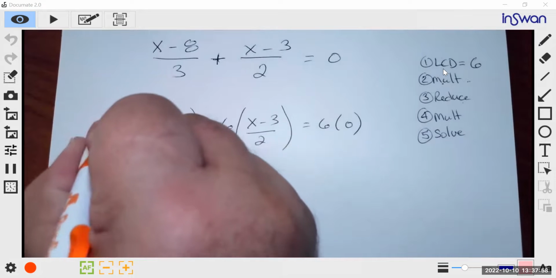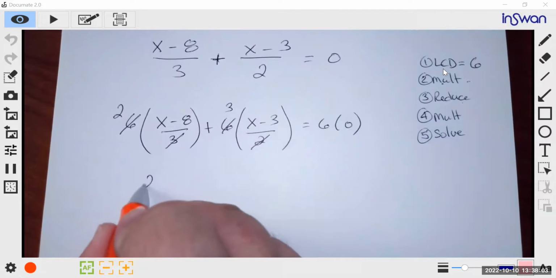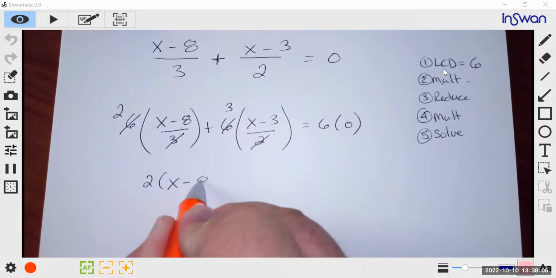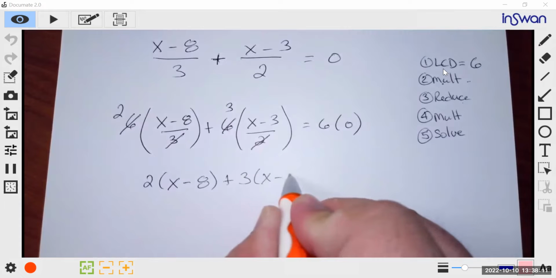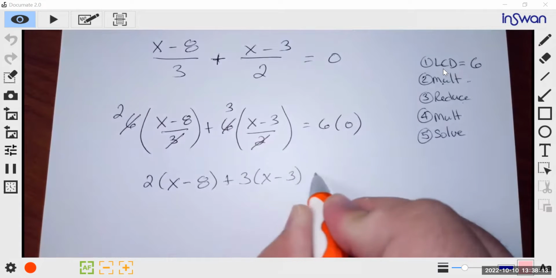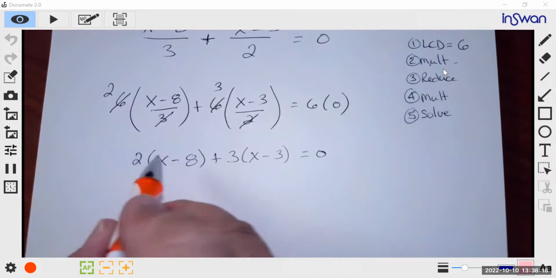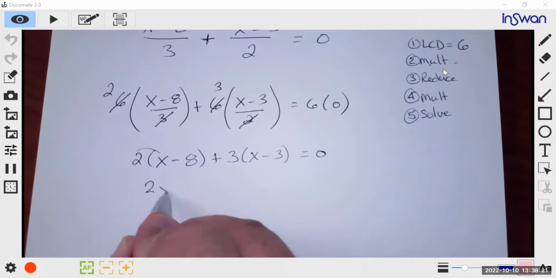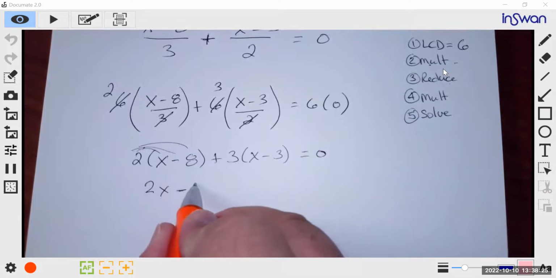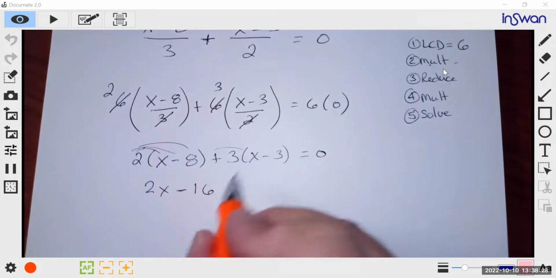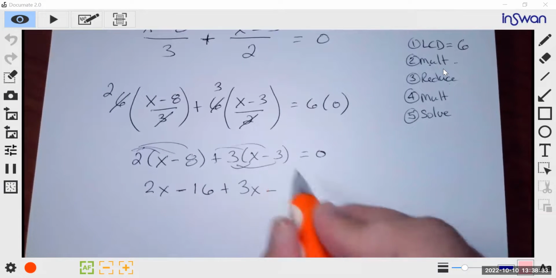3 goes into 6 2 times. 2 goes into 6 3. So we have that plus 3x minus 3 equals 0. Multiply to reduce, remove parentheses. 2 times x. Positive, negative is negative. 2 times 8, 16. Positive. 3 times x minus 9.